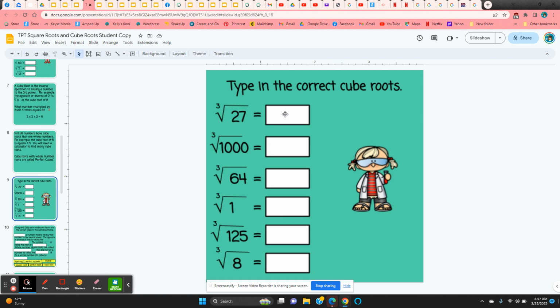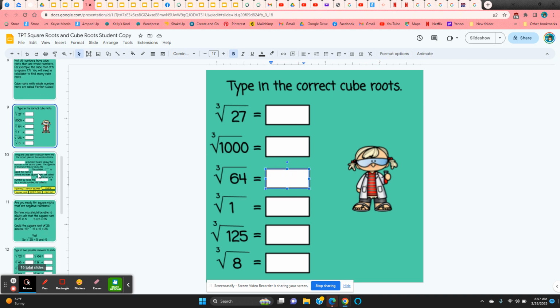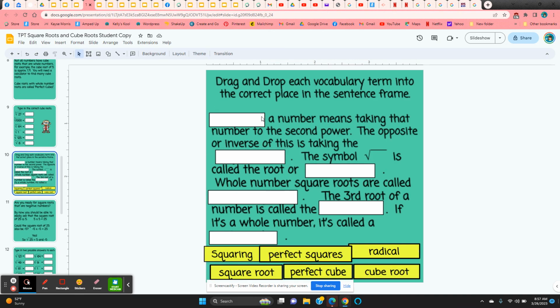So students are going to find these perfect cubes. Just type in the answer. And then they've got sentence frames, and they're going to drag and drop these terms into the correct place in the sentence frame. So they just click on the outside, and then they can move this where it needs to be. Just a review of the vocabulary.